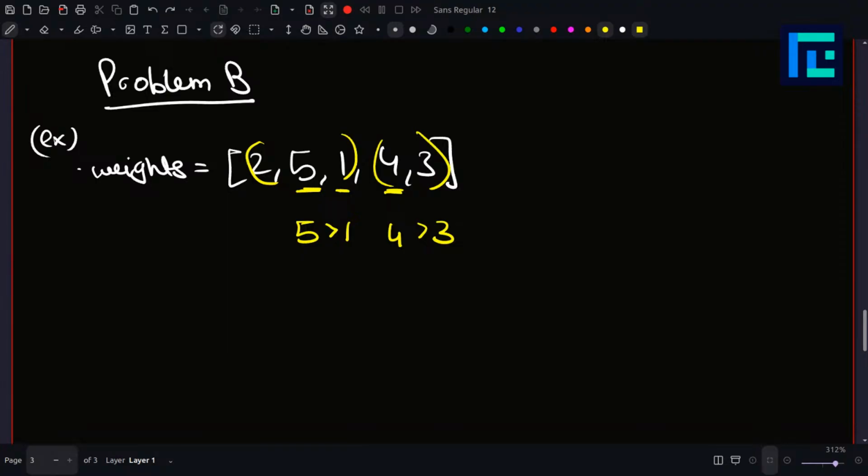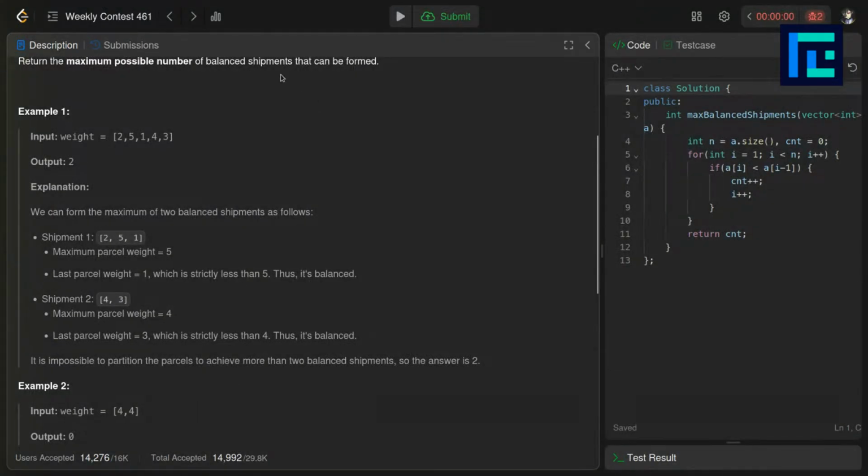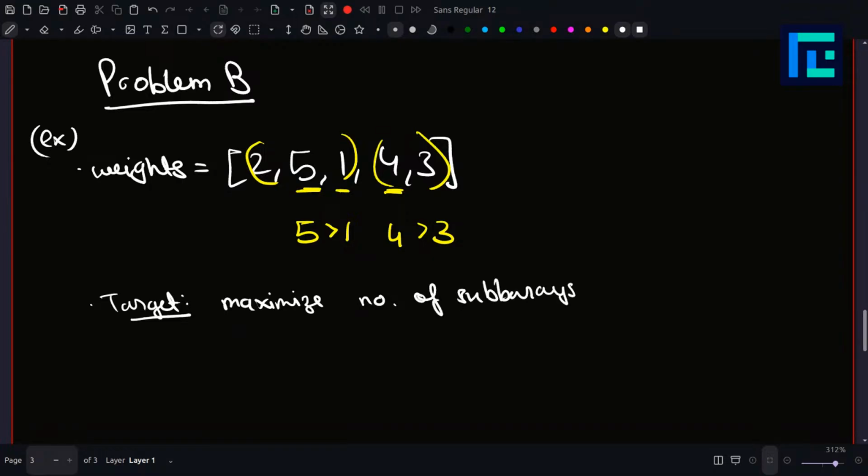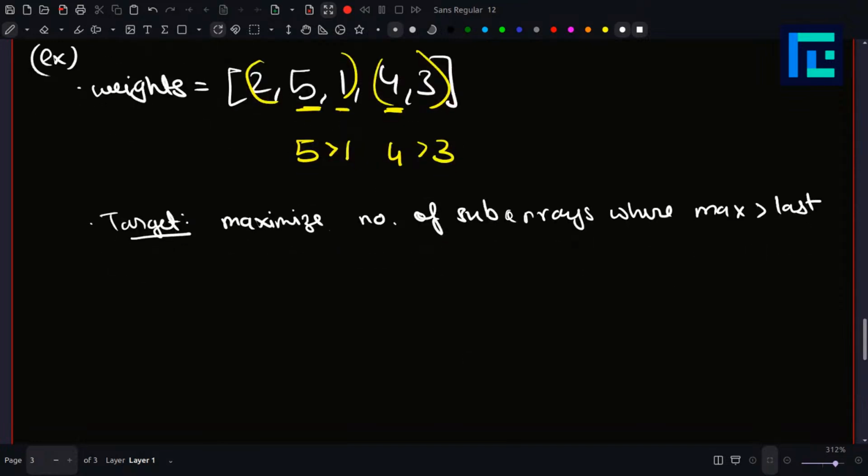So now, how do we approach this problem? How many subarrays can we make? We need to maximize the number of balanced shipments. So we need to make the maximum subarrays so that the largest is greater than the last. Our target is to maximize the number of subarrays where max is greater than the last element, and we need to return the count of how many we can make in such a way.